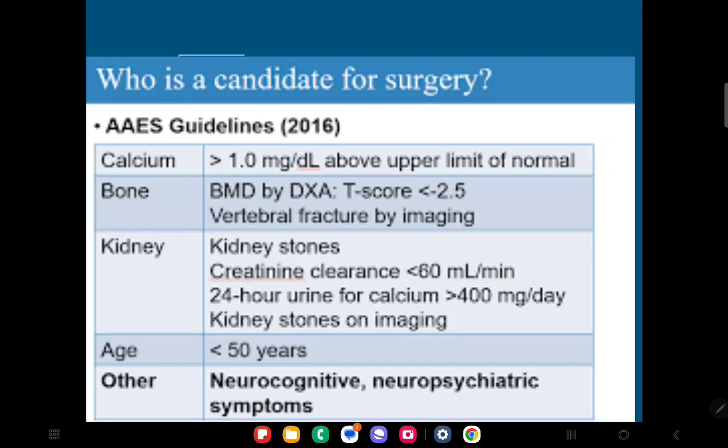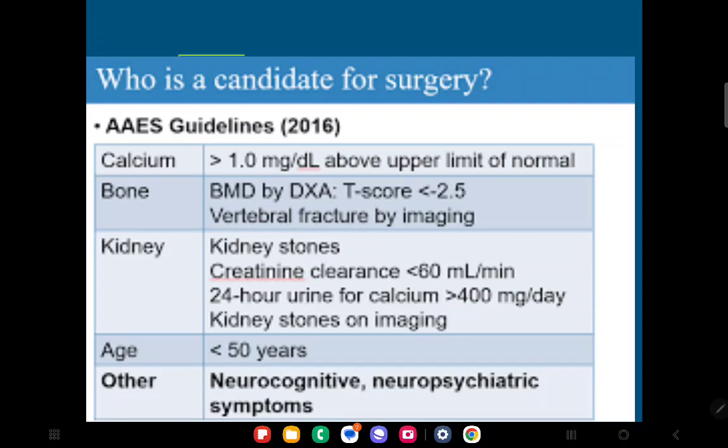Kidney, if there is kidney stones, or the creatinine clearance is less than 60 mils per minute, or if you are doing the 24-hour urine and the 24-hour secretion of calcium in the urine is more than 400 milligram per day. And as we said, if there is kidney stones on imaging.